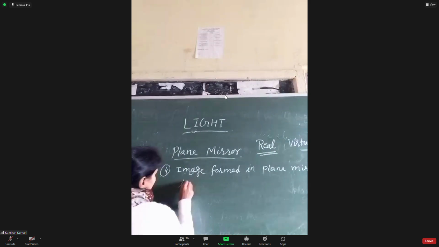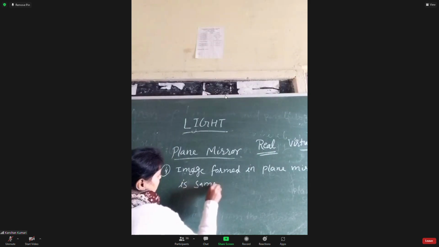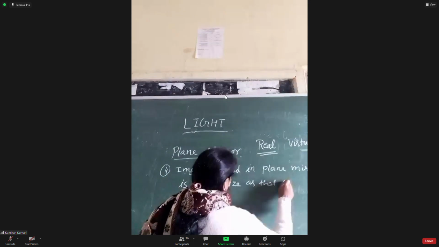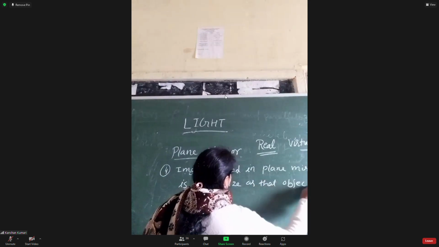Image formed in a plane mirror is the same size as that of the object.